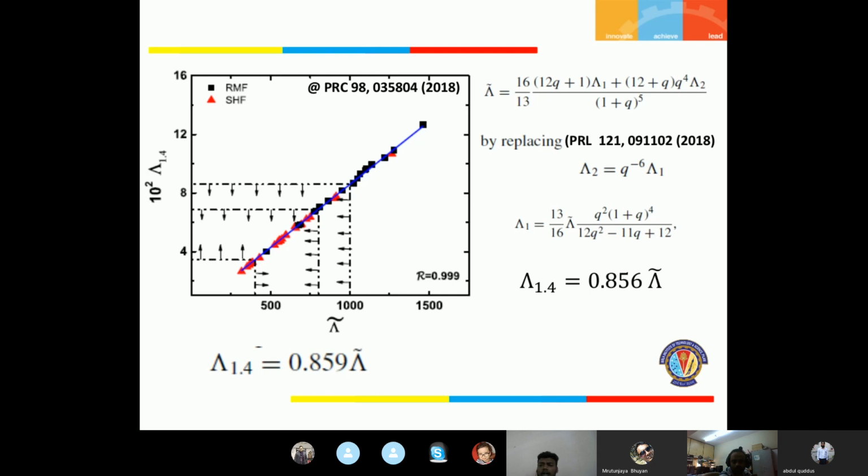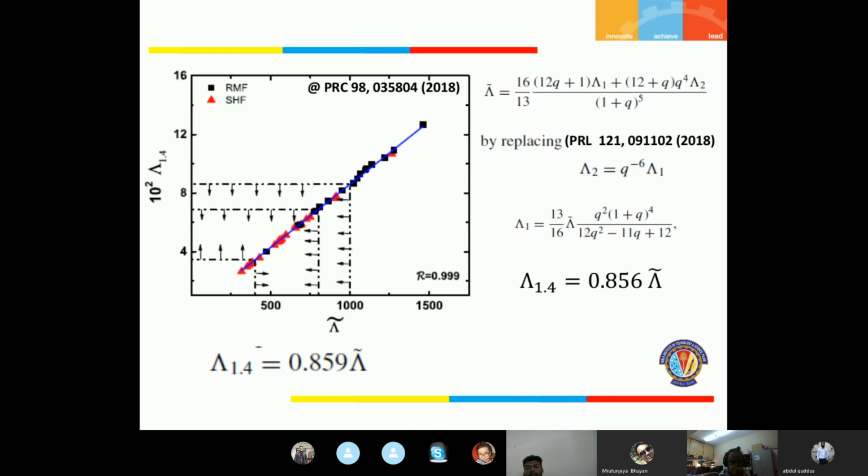But in another work by Latimer and others, in PRL 121, they assumed that the radius in this neutron star mass range of 1.17 to 1.6 is almost the same, R2 by R1, meaning the two components R1 and R2 have almost the same radius. By assuming that, they deduced that lambda 2 can be expressed in terms of lambda 1 by q to the power 6, where q is the mass ratio m2 by m1. By assuming this, they also reduced the effective tidal deformation to a single dimension like that. And if you put q equal to 0.95 for 1.4 solar mass, one will get 0.856 lambda tilde.